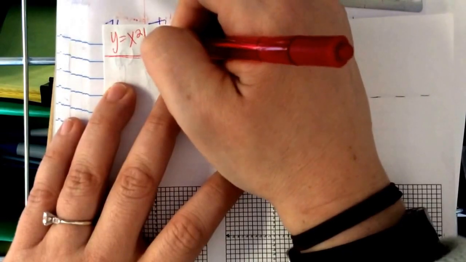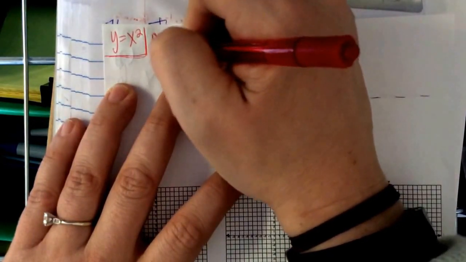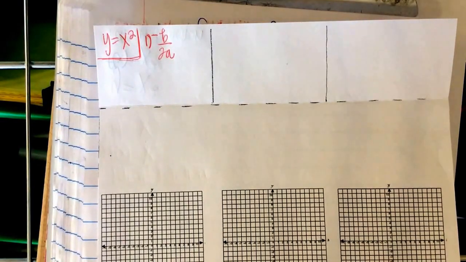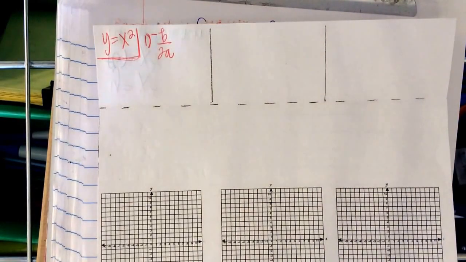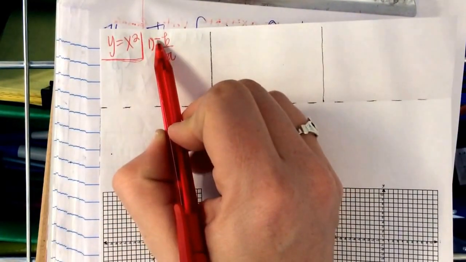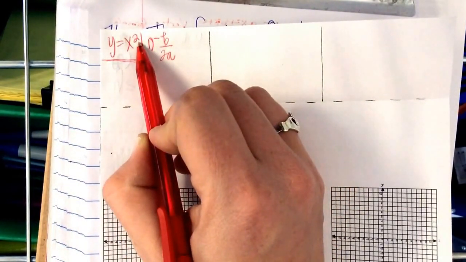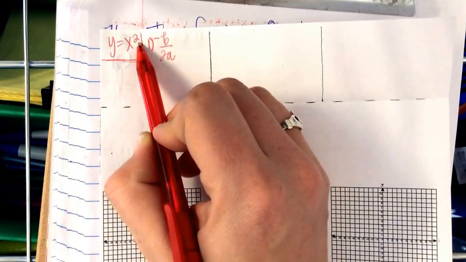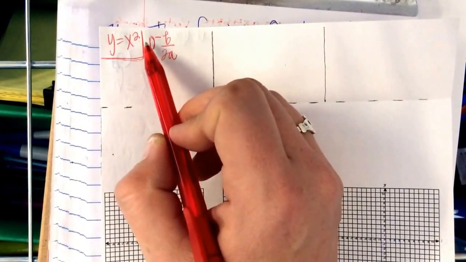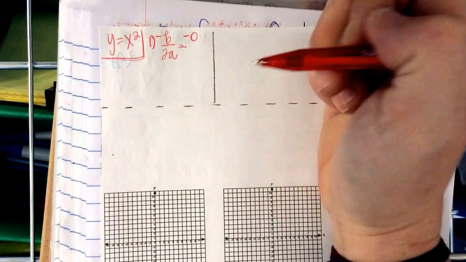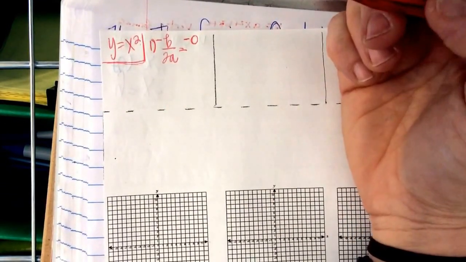And the first step is negative b over 2a. Find the axis of symmetry. Negative b over 2a. So looking at the parent function, y equals x squared, what's my b value in y equals x squared? Ian? There is none. There's no x by itself, right? So I'm going to use 0. Negative 0. What's the opposite of 0? 0.